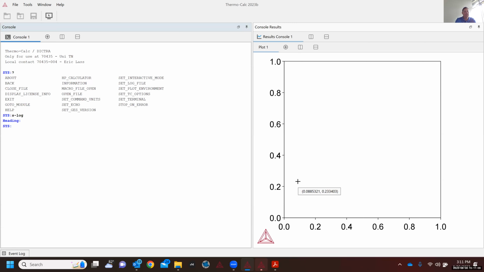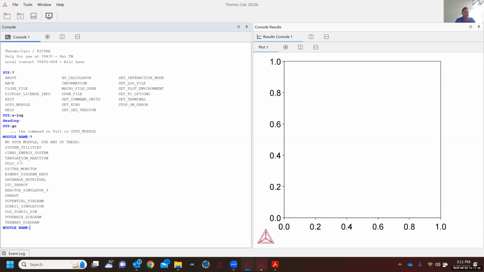But if we want to do something, we want to use the go-to module command, and I know that I can abbreviate it go. And it'll say what module. We can do binary diagram easy. We can do ternary diagram. We can go to the database retrieval. DICTRA, that's the diffusion. Well, actually, that's the diffusion optimization program. So let's do binary diagram easy.